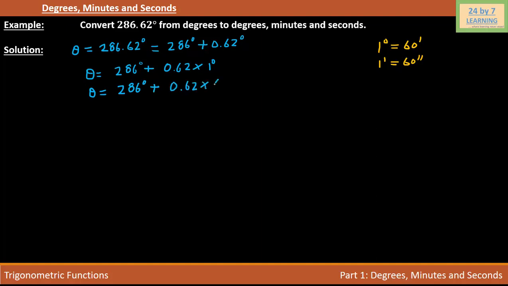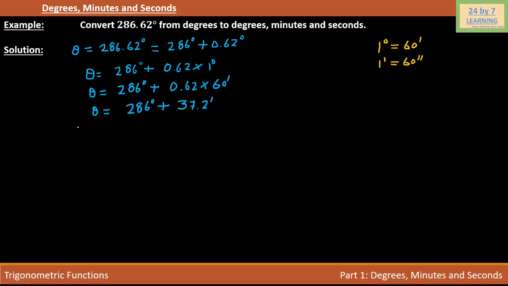0.62 times 60 minutes. Now I would recommend you to pause the video and use the calculator to multiply these two numbers, and if we do that, we will write theta is equal to 286 degrees plus 37.2 minutes. Now as you can see, this minute part is still in decimals. So what we need to do is remove this decimal, and there is only one way we can get rid of it: if we convert the minutes into seconds, and especially this decimal minutes.